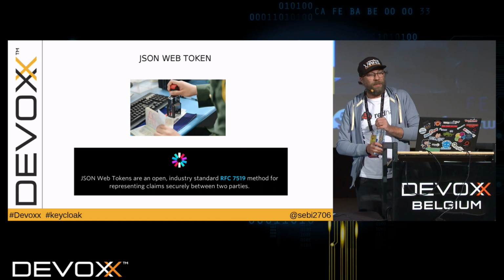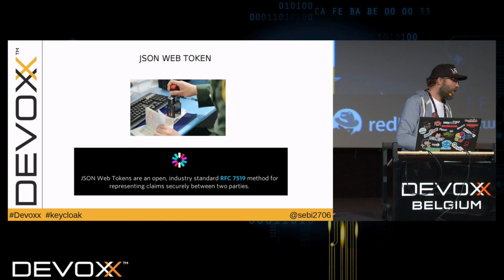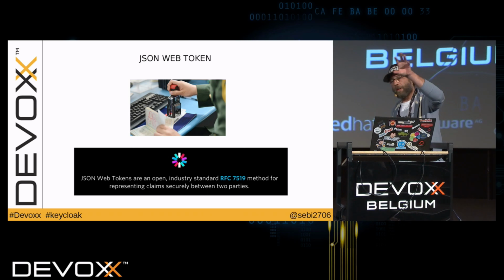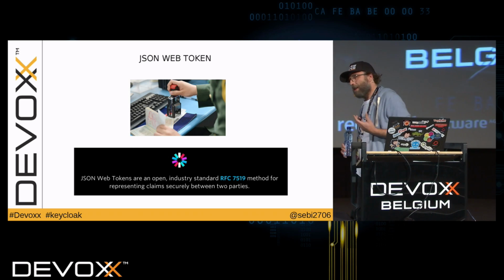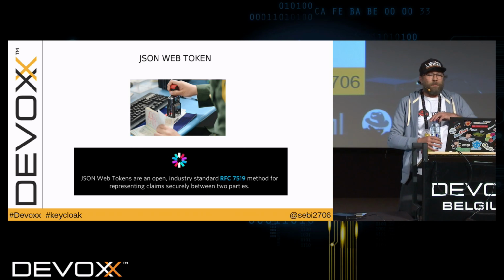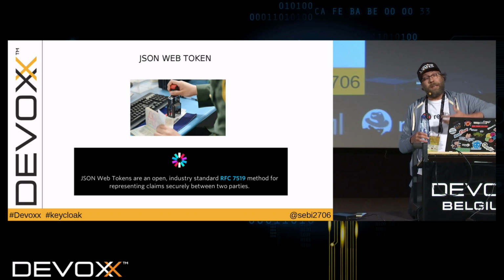And what's that stamp? Well, it's a token. But it's not just a simple weirdo numbers and alphanumerics token. It's a JSON Web Token. And a JSON Web Token is a token that also contains some payload.